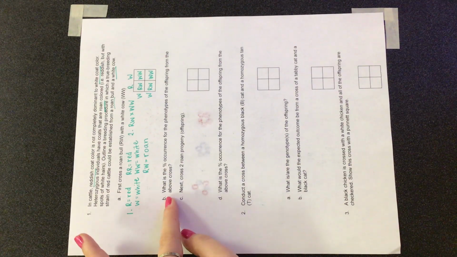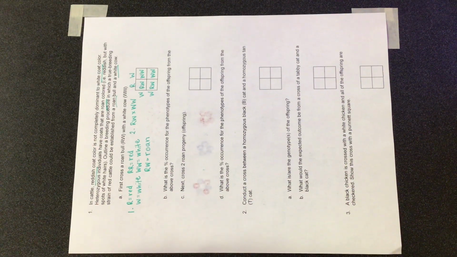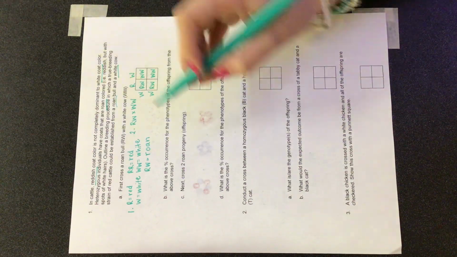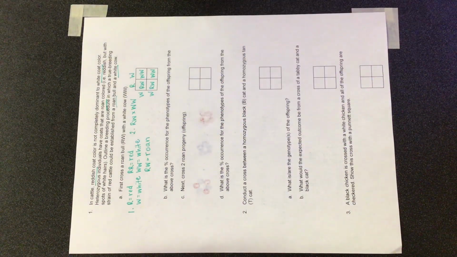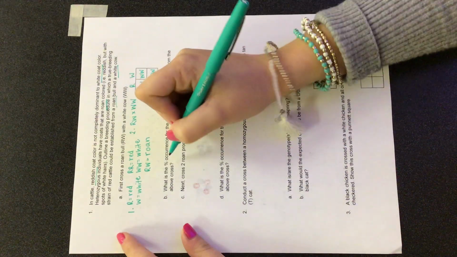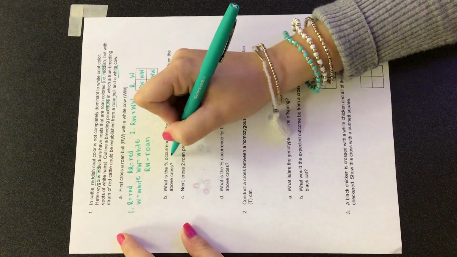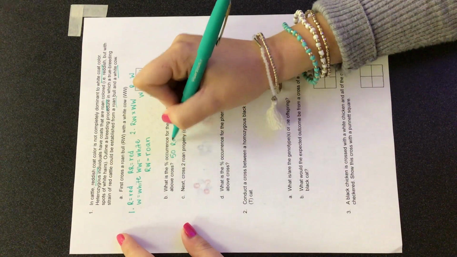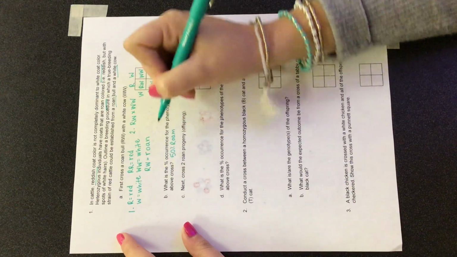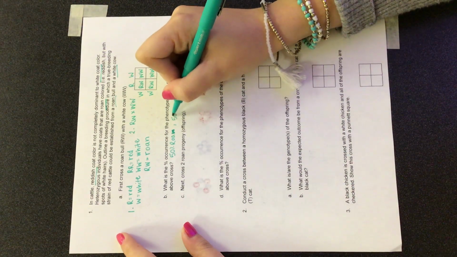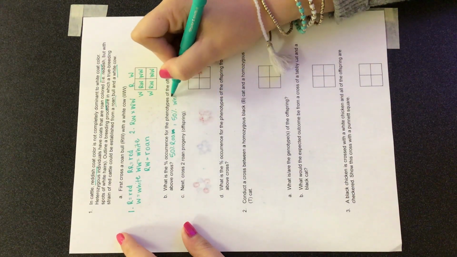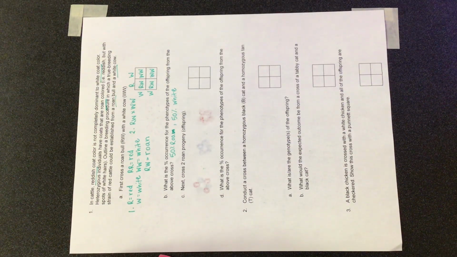So the fourth step says, what is the percent occurrence for the phenotypes of the offspring from the above cross? In other words, what percent of the time am I getting red? What percent of the time am I getting roan? And what percent of the time am I getting white? Based on this cross, I'm getting 50% roan, which is RW, and 50% white, which is WW. Okay, so part 1 is finished.